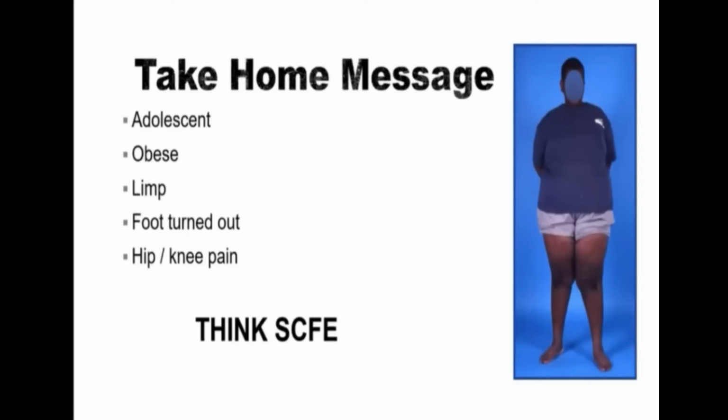So take-home messages: an adolescent who's obese, who's limping, who has hip or knee pain, whose foot turns out or who has obligate external rotation, think SCFE. Don't forget, if you have this patient and they just have knee pain, you still have to think about SCFE because referred pain is extremely common in this age group. You need to make an assessment about stability. Those are probably some of the biggest take-home points. And also, if you're going to be involved in ordering imaging, you have to get an AP pelvis and a frog pelvis.